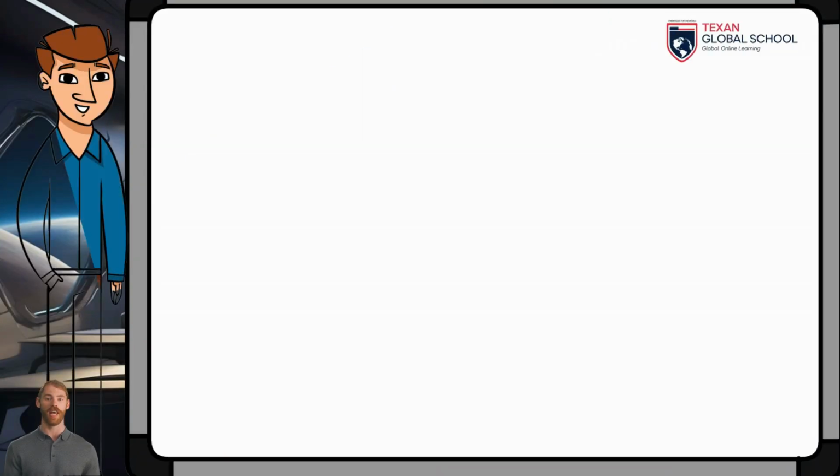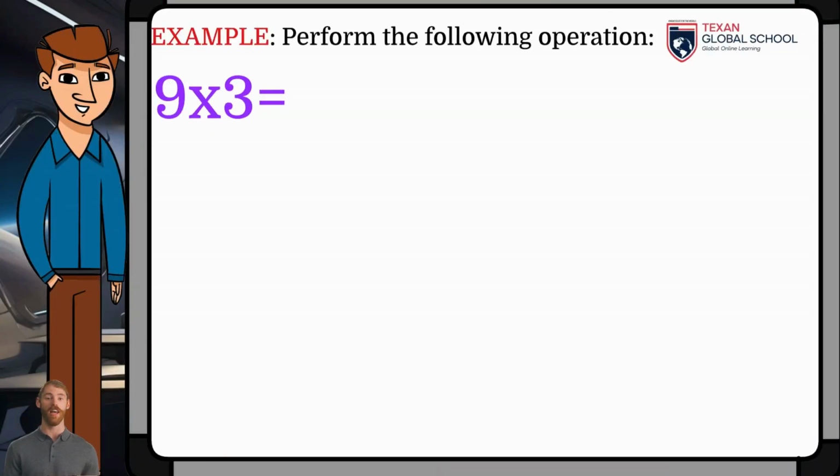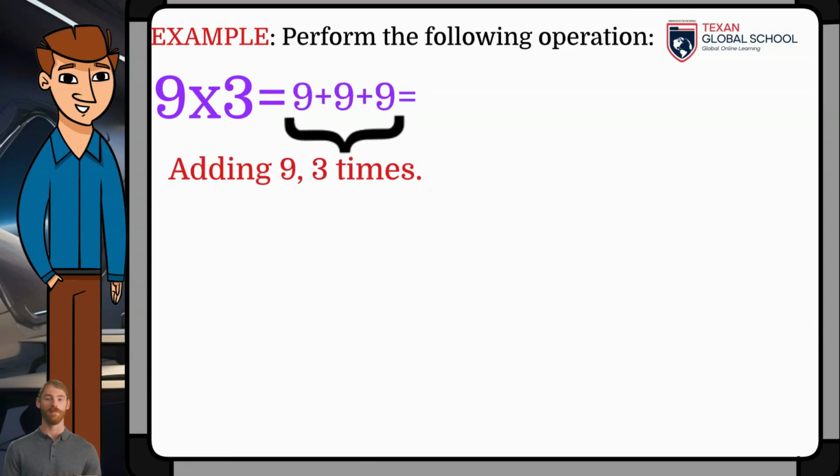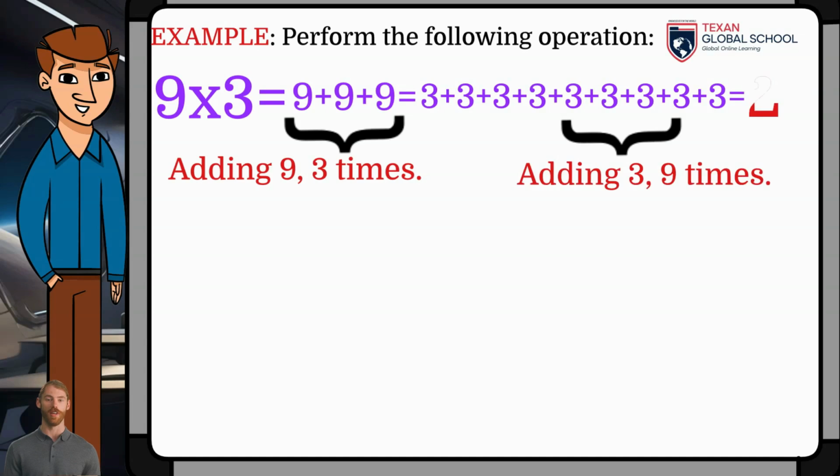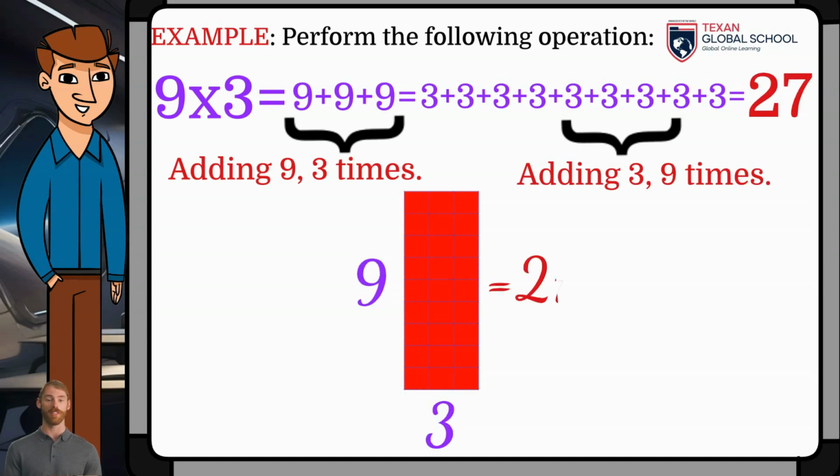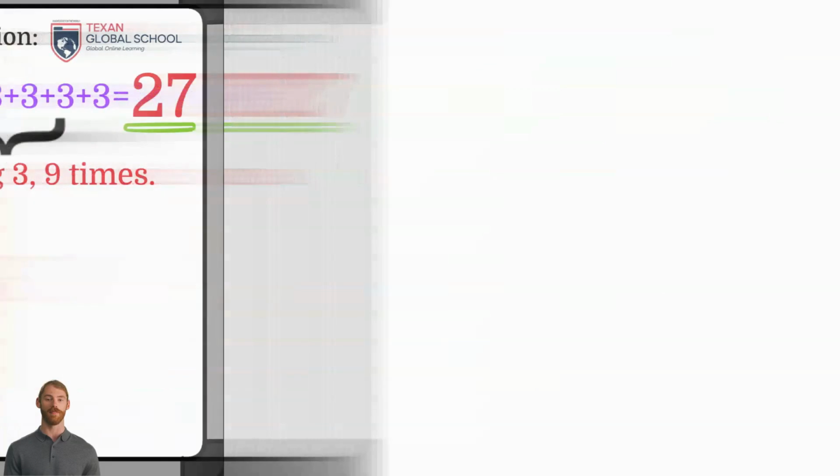Now, multiply 9 by 3. We add 9 3 times. Or we add 3 9 times. Therefore, 9 times 3 is 27. The model represents 9 rows by 3 columns. So we have 27 ones. Thus, we conclude that 9 times 3 is 27.